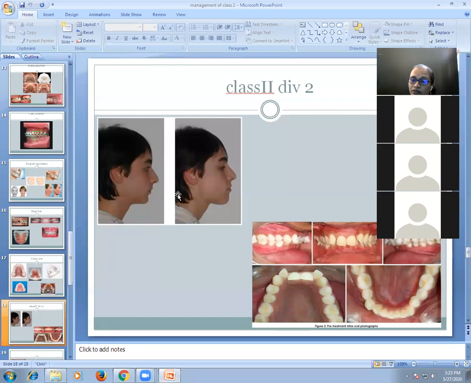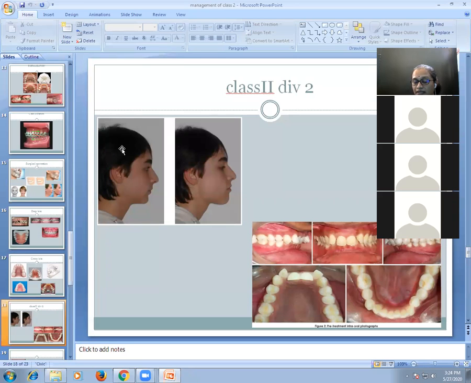Now coming to class 2 div 2. Till now we have seen about class 2 div 1. Class 2 div 1 has a bit difference than the class 2 div 2. In class 2 div 1, you have proclined upper incisors, but in class 2 div 2, there will be retroclined upper incisors and proclined lateral incisors.